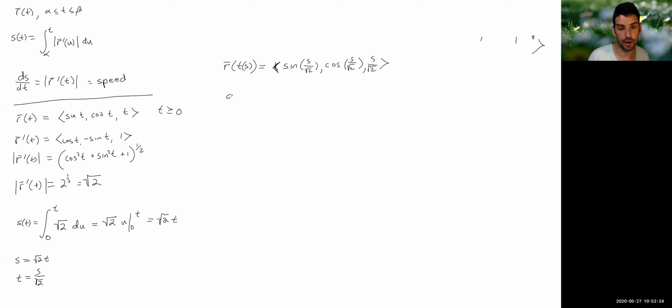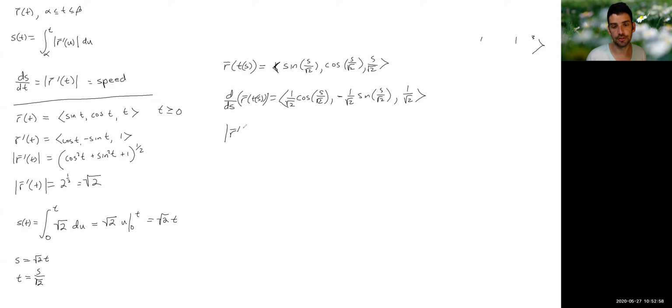Let's just write it this way. I think I have too many parentheses in there, but I'm going to leave it. We get the cosine of s over the square root of 2, and we also get a chain rule factor popping out, 1 over the square root of 2. We get negative 1 over square root of 2 times sine of s over the square root of 2, and we get 1 over the square root of 2. Now let's take the magnitude. I'm going to change my notation a little bit. Just say this is the derivative with respect to s of r.